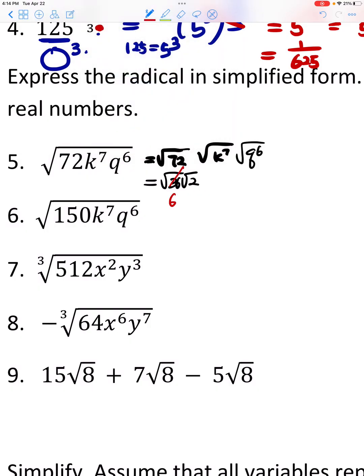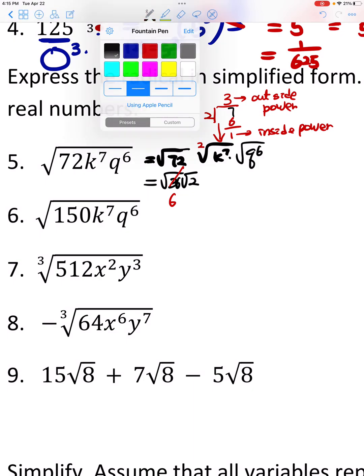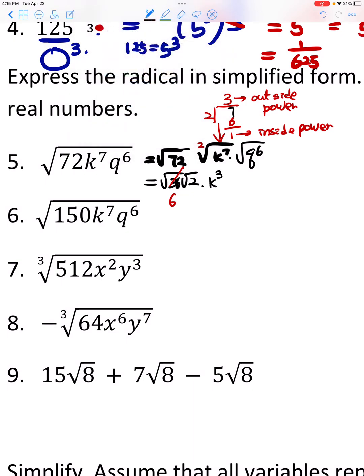Okay, so I'm done with the constant. When I'm looking at the variable parts, the index is 2, and we do division. The inside power, which is 7, divided by your index, which is 2. The quotient, 3 in this example, is your outside power. 2 times 3 is 6. The remainder is 1. The remainder is the inside power, the power inside the radical. So I've got k to the third power, this cube is the outside power, and radical k, the 1 power, stays.